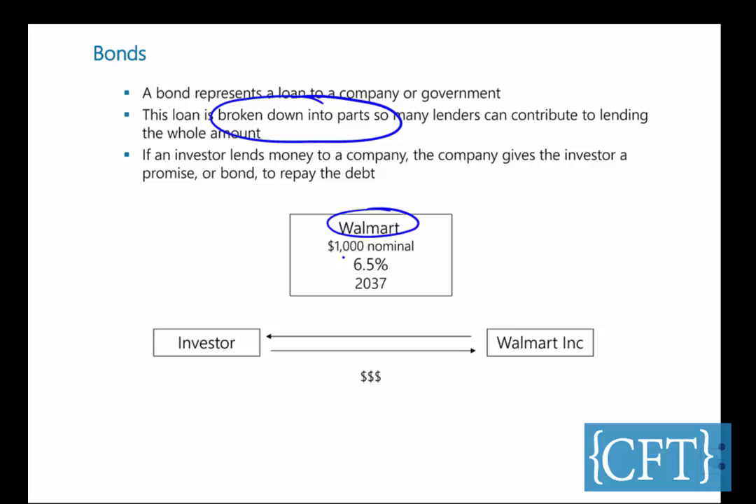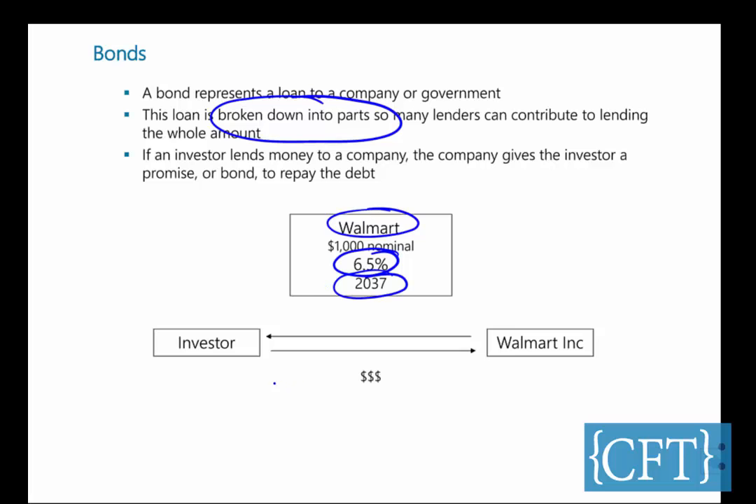Now, how much will they pay you in the interim? Well, this is where we have the coupon rate of the bond, which in this case is 6.5%. So what Walmart are promising is on an annual basis, as coupons are always quoted annually, they will pay 6.5% of $1,000 to whoever holds the bond. That 6.5% may be paid in a couple of installments. We'll talk more about that later. And they're going to continue doing that every year until 2037.